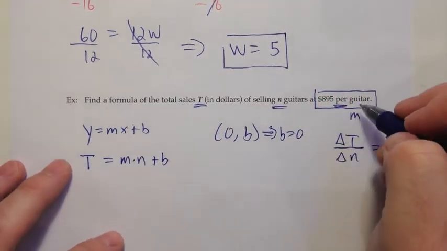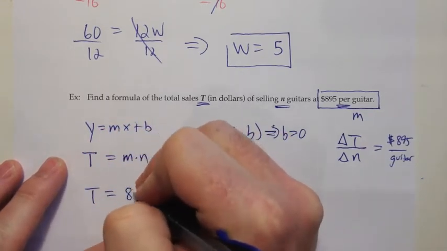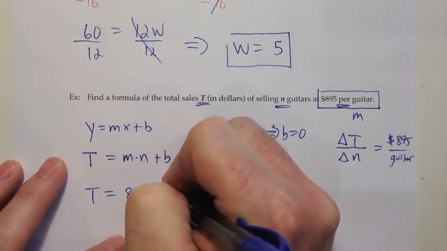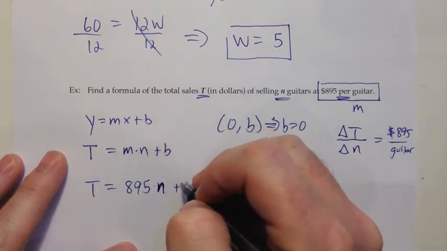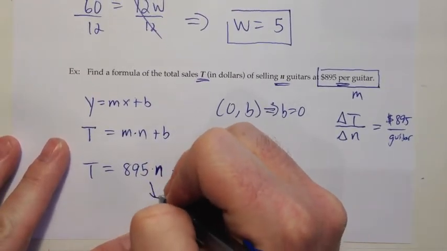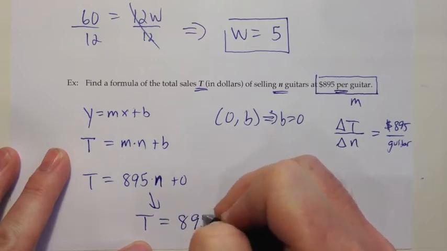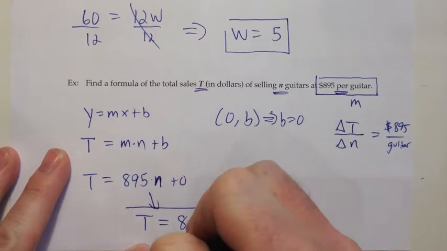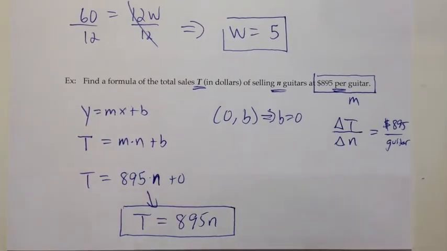So if we were to plug that in, 895 for M and 0 for B, we get T equals 895 times N plus 0, and the plus 0 just makes this look unnecessarily messy. That would just go away, so T is equal to 895 times N. Feels like the formula. They didn't ask us to use it, but if they told us how many guitars we had, we could plug it in here. If they told us how much was spent, we could plug it in here and solve for the number of guitars. But we have a formula that's set up and ready to go.